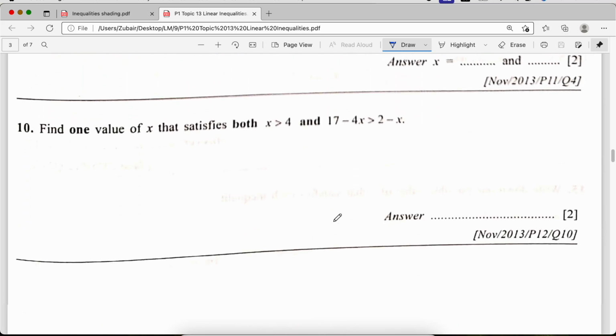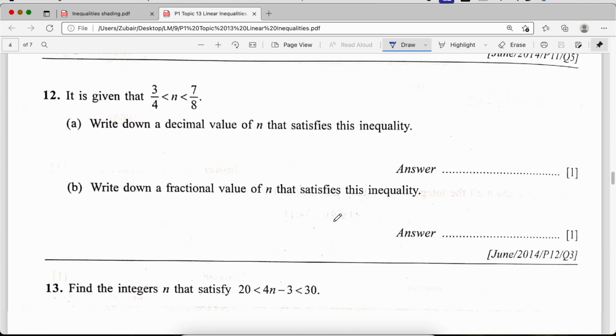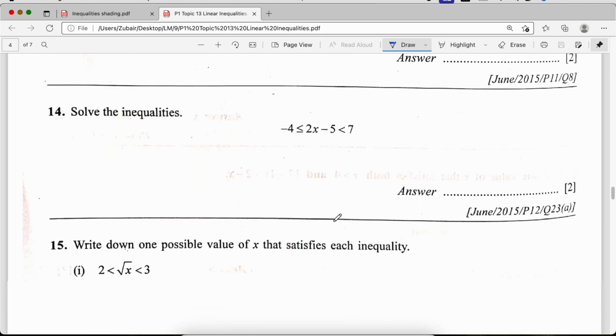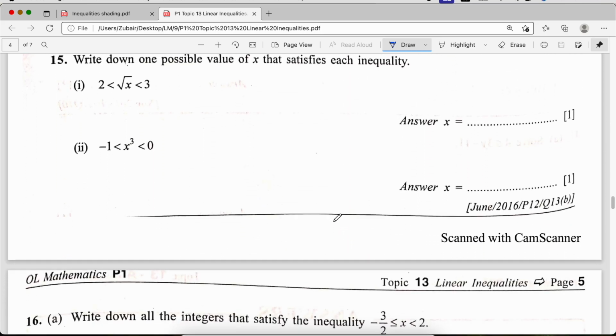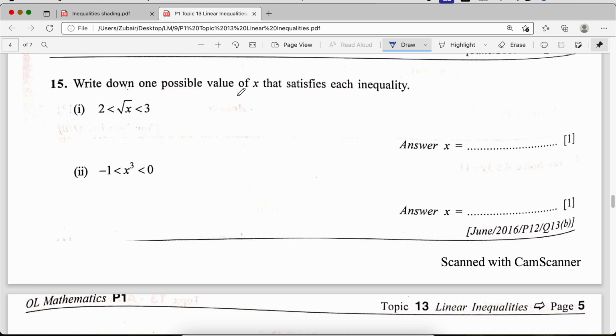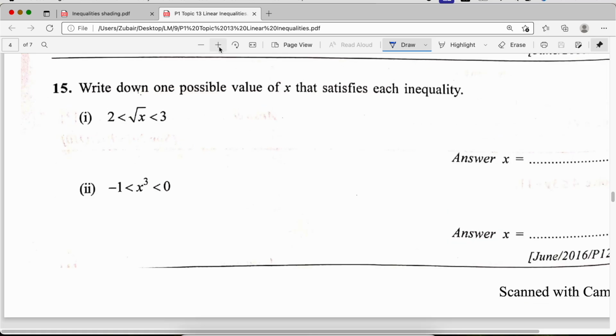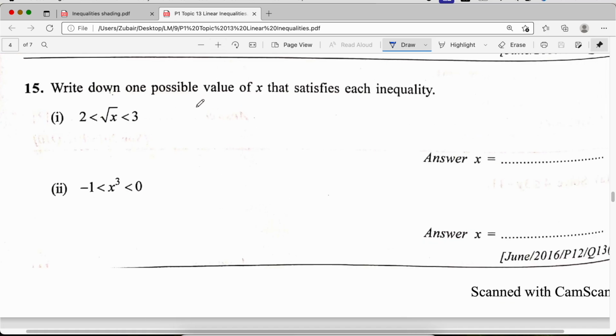And the questions would just repeat themselves. We've covered most of the types of questions. This is a bit different. Every other type is covered. Write down one possible value of x that satisfies each inequality.